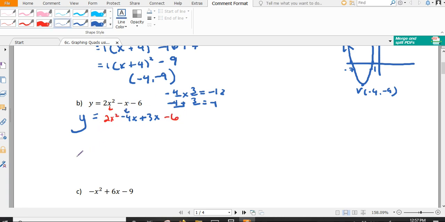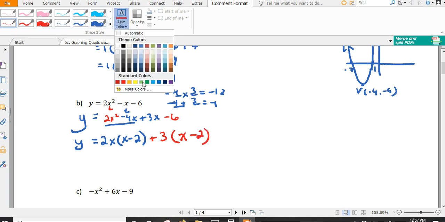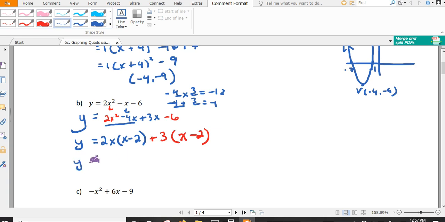Once again, I could do factoring by grouping. Out of the first two terms, I can factor out a 2x, which leaves me with x minus 2. For the second part, the most I can factor out is 3, and what am I left with in here? x minus 2, since 6 divided by 3 is 2. And then I am done, because the two brackets are exactly the same. So I have x minus 2, and whatever is left over, 2x plus 3.